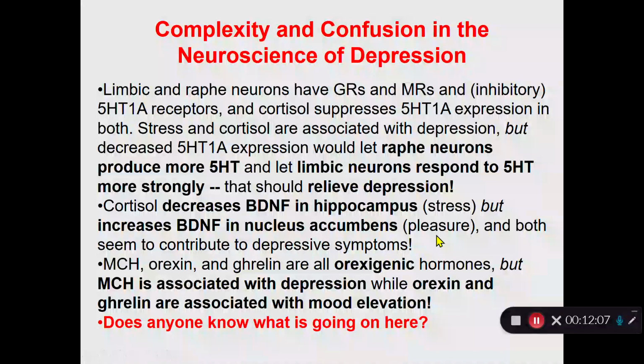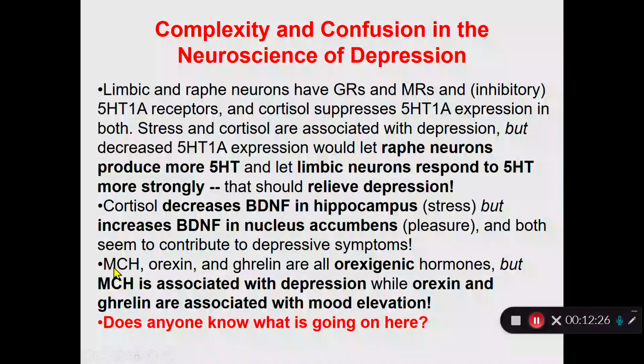BDNF in the hippocampus goes down, and that impairs our ability to process stress. BDNF in the nucleus accumbens goes up, and ironically, that makes us less happy and less resilient. But depression is associated with movements of BDNF in different structures in different directions. Very confusing.